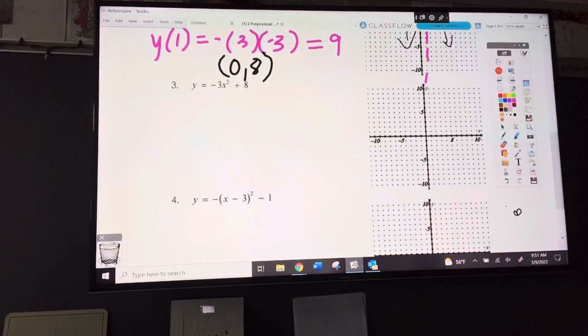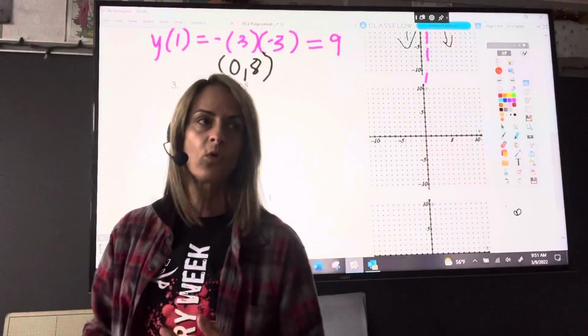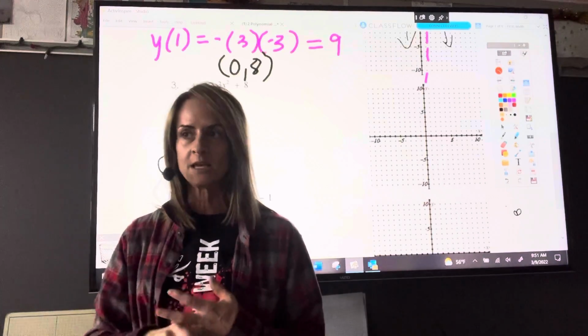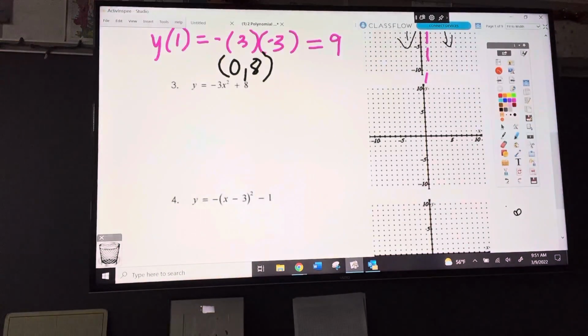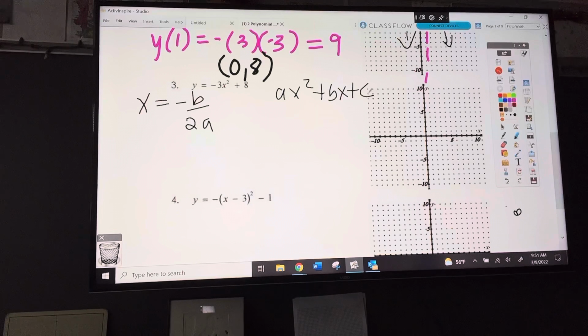Let's do the last problem. Are you guys ready? The last problem is in standard form. So we can't immediately identify the x-intercepts or the vertex. So we're going to have to use -b over 2a, and you have to memorize that formula. The x-coordinate of the vertex is -b over 2a, and standard form is ax squared plus bx plus c. So b is the coefficient for x, and a is the coefficient for x squared.